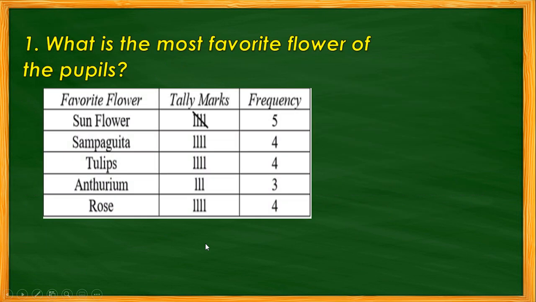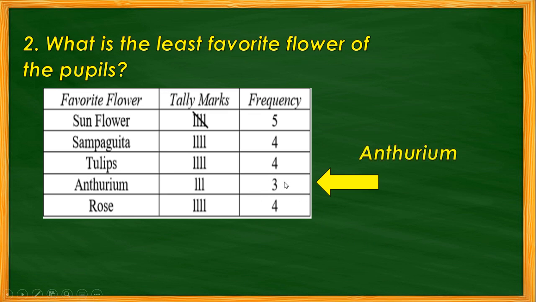Now, let's answer this one. What is the most favorite flower of the pupils? The answer would be sunflower, because sunflower has the highest frequency among the 5 choices. Next, what is the least favorite flower of the pupils? The least, meaning the lowest, the answer would be anthurium, because anthurium has the least number of responses.